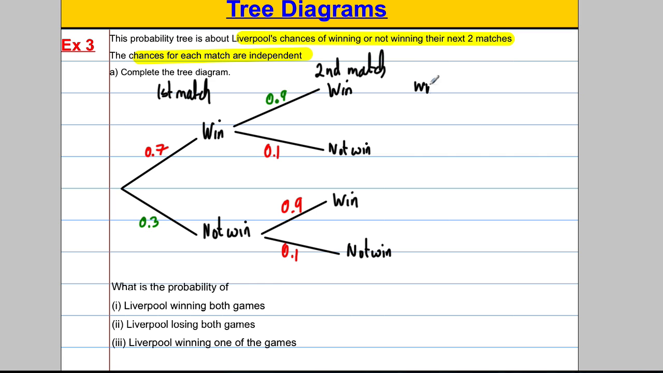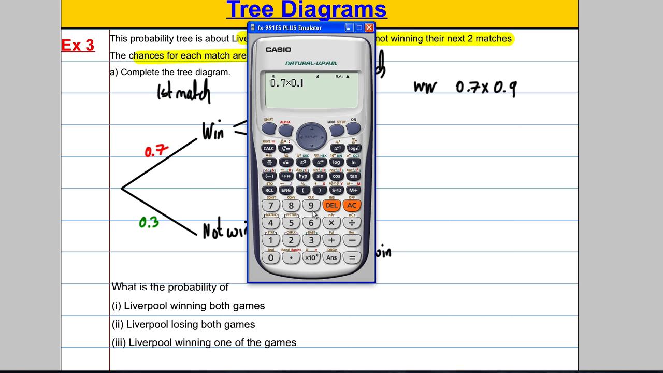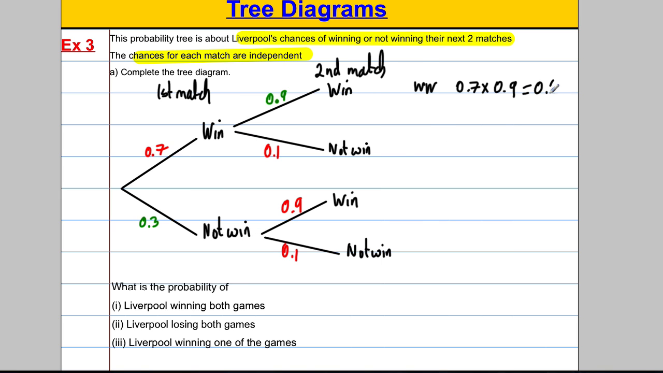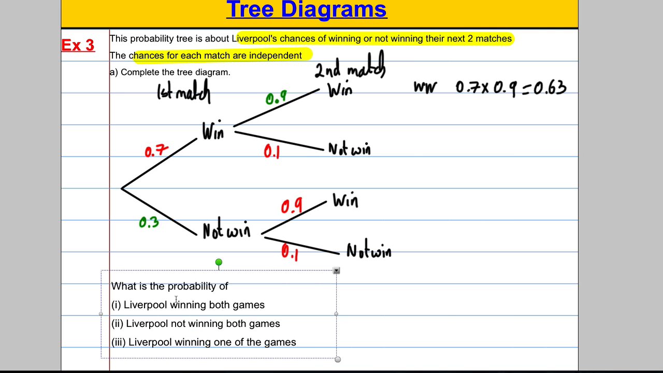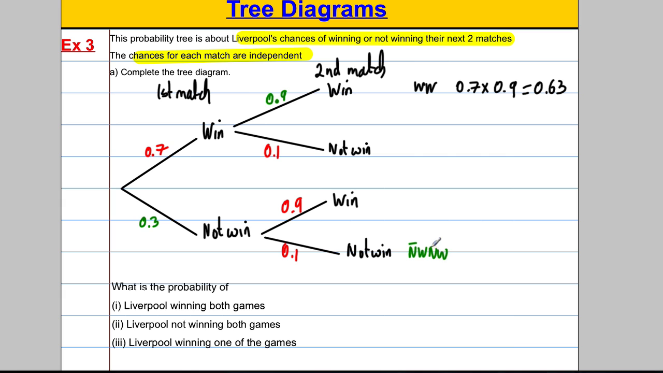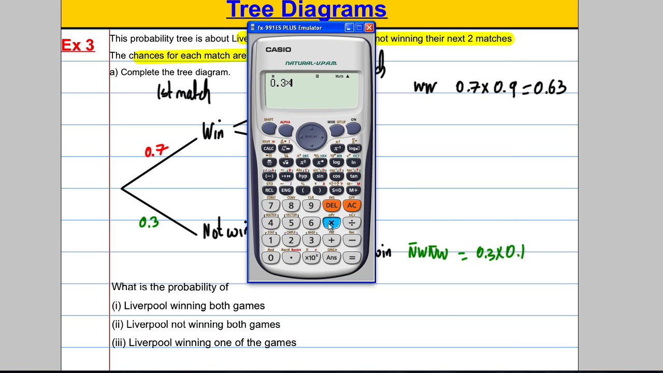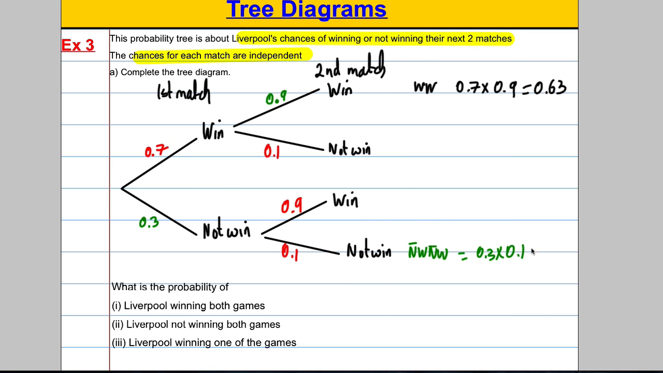Okay, what's the probability of a win-win? Well, you do 0.7 multiplied by 0.9, and you get yourself 0.63. What's the probability of not winning both games? Sorry, I should have said here, not winning. I should change this. Well, it would be 0.3 multiplied by 0.1. So we would do not win would be equal to 0.3 multiplied by 0.1, which is equal to 0.03.